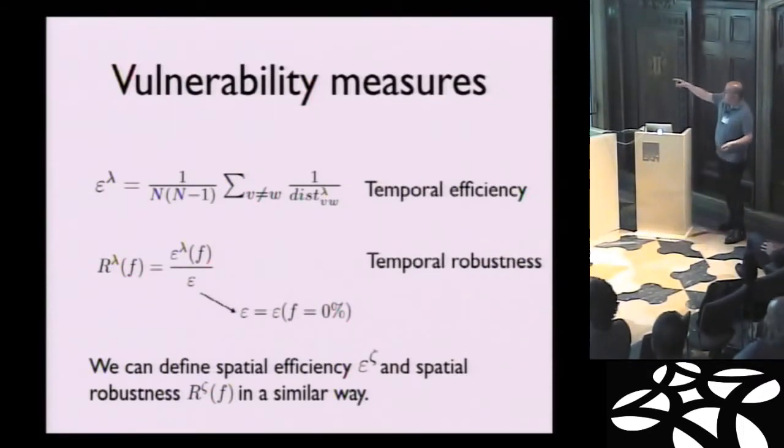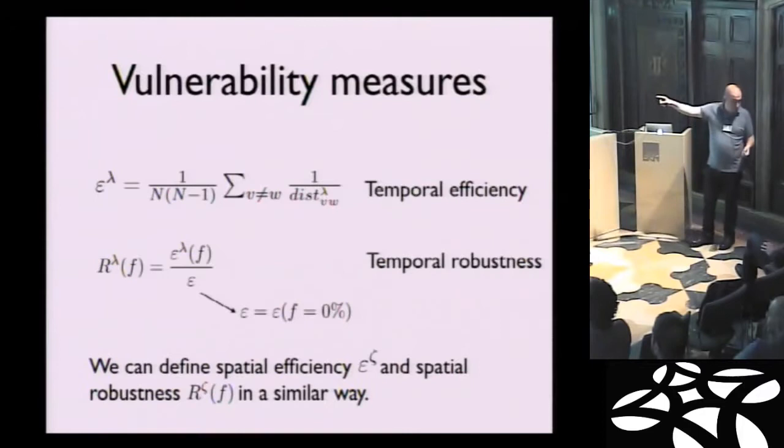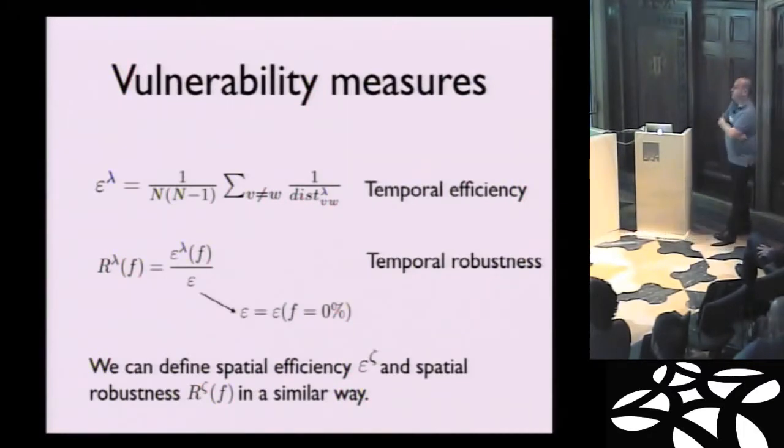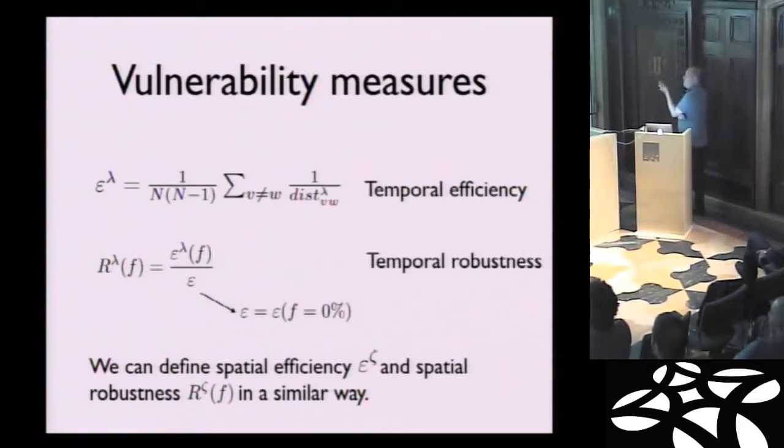So for the temporal robustness, you consider essentially what happens if you have a certain percentage of failure, F, normalized by the case where you don't have any failure. So that is the notation that I don't like, but it's the notation that is used in the literature. So epsilon, where it is the case essentially where you don't have any failure. You can have this in terms of temporal efficiency.